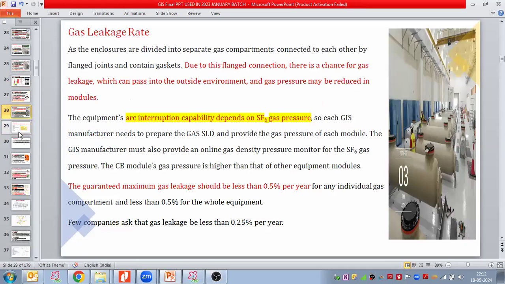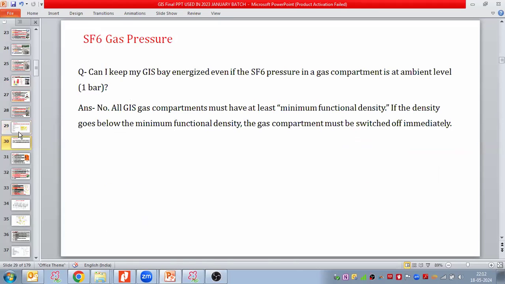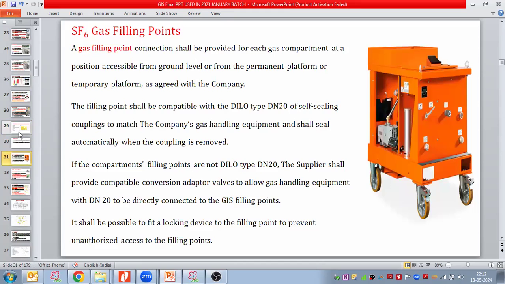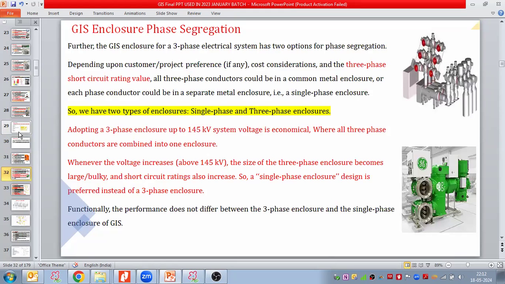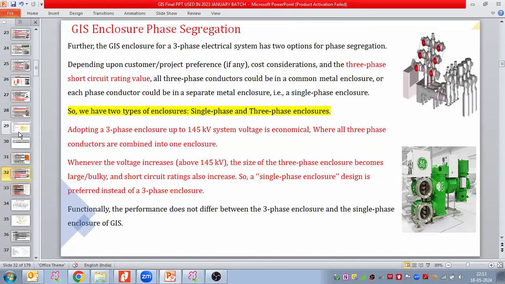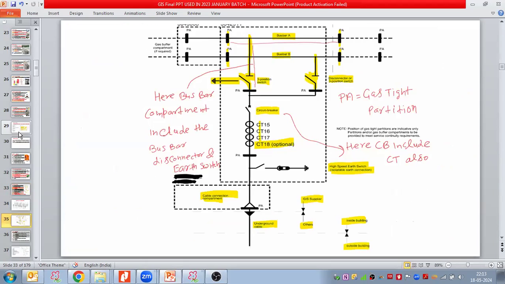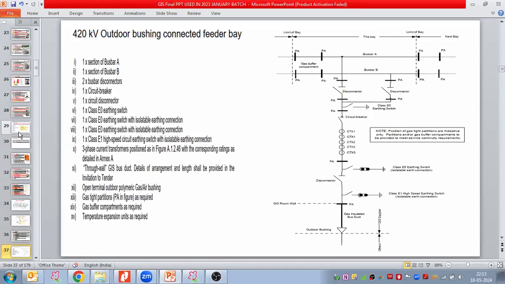and then the guaranteed leakage by the manufacturer. We discussed the recommended gas pressure, then the gas fillings, and then the enclosure phase segregations. After the phase segregations, we discussed the enclosure segregations as well, so our enclosure partition. So am I clear so far about the partition practices?